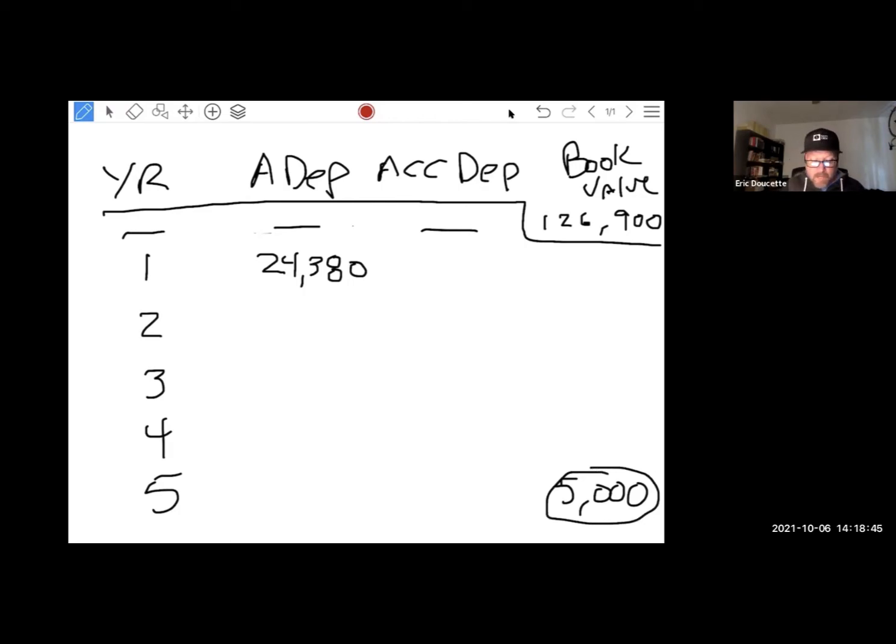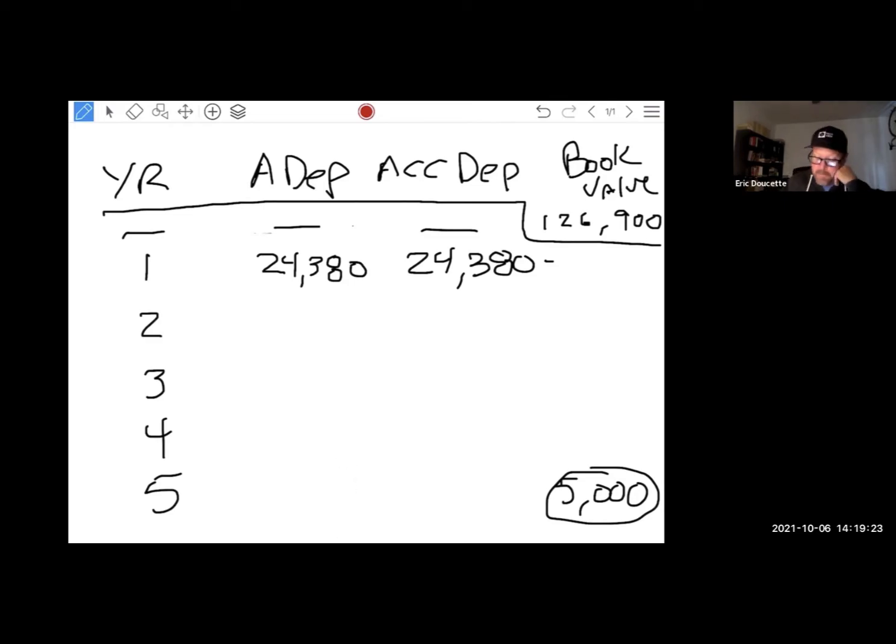And how you do that, of course, is you take it year by year. What they want you to do in this problem is to actually do the math on it. So if in year one my annual depreciation is 24,380, my accumulated depreciation isn't going to be any different, because that's all I've depreciated so far. So I'm going to put that here, and then I'm going to subtract that from 126,900 for year one's book value. So 126,900 minus 24,380.